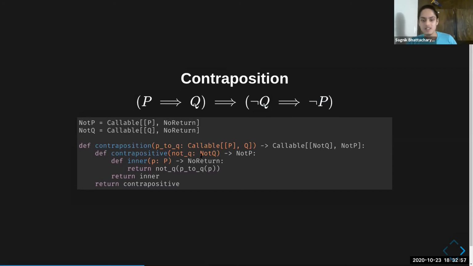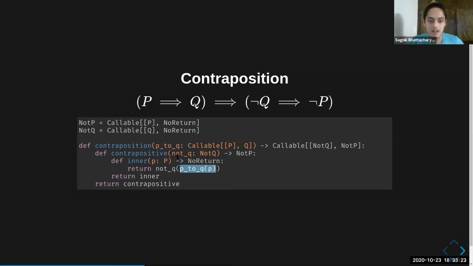The contrapositive is basically something that takes in a not q and produces an instance of not p. How do I do that? Well, I construct another inner function which takes in evidence of p. Now I have a function p to q right here, which takes in evidence for p and turns it into evidence for q. So I first apply that in order to get evidence for q.